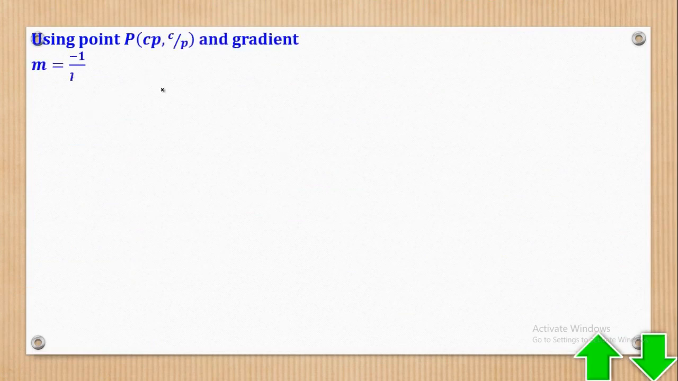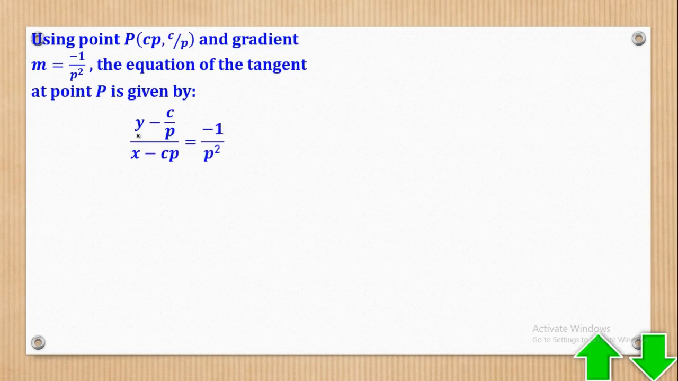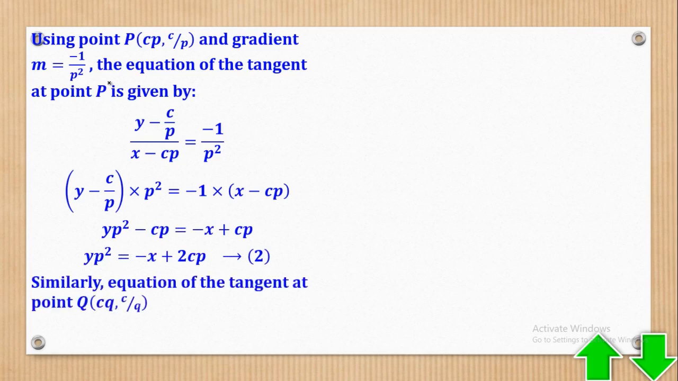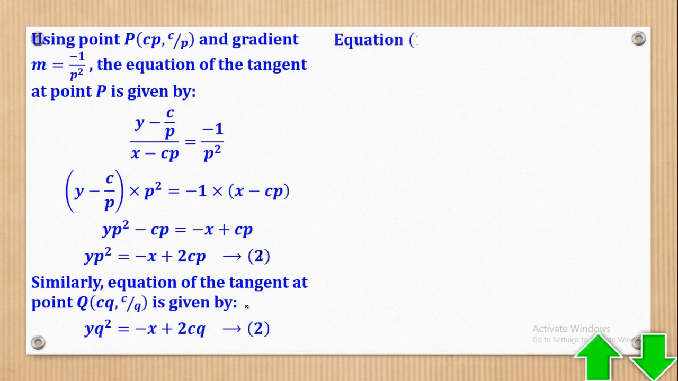So I come and say that using that point and the gradient, I can get the equation of the tangent from change in y over change in x equal to gradient, cross multiply, open brackets, and simplify. That is equation 1, which is the equation of the tangent at point P. Then similarly, the equation of the tangent at point Q will be given by replacing P with Q. That is equation 2.